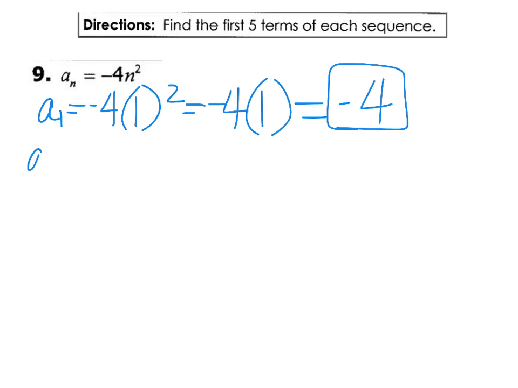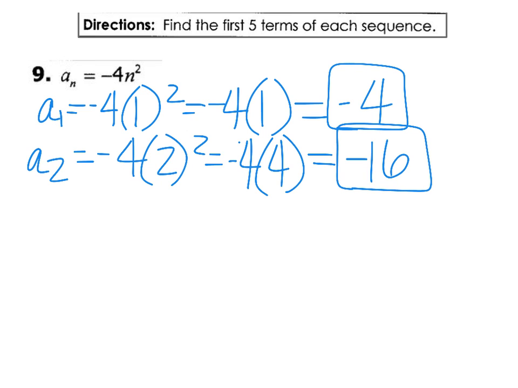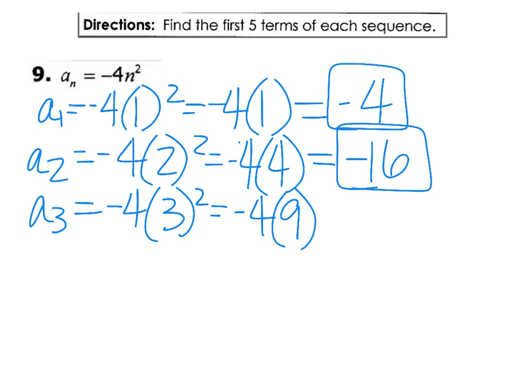Then a sub 2. Now n is 2. Remember to do your exponents first. So we get negative 4 times 2 squared gives us 4. Second term is negative 16. A sub 3. Negative 4 times 3 squared. So we get negative 4 times 9. Negative 36.